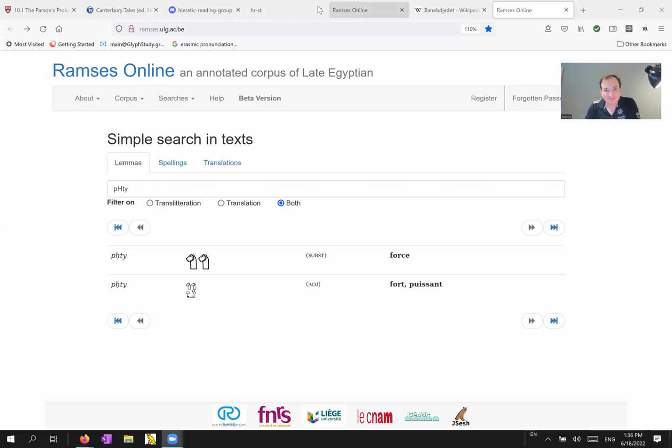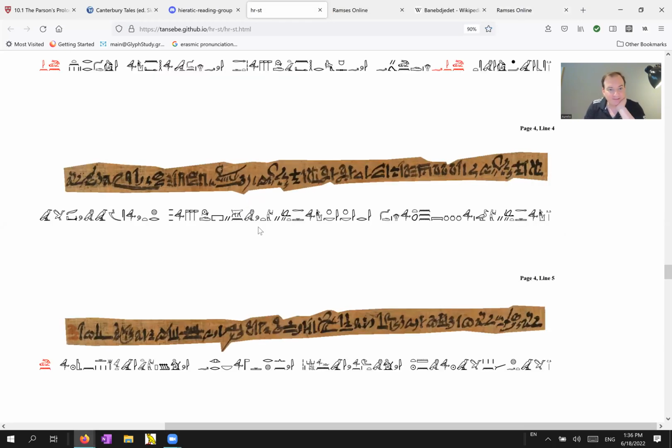Should we leave it at that? Yeah, let's leave it at that. Very cool though. Let's see. So we have our butt here.